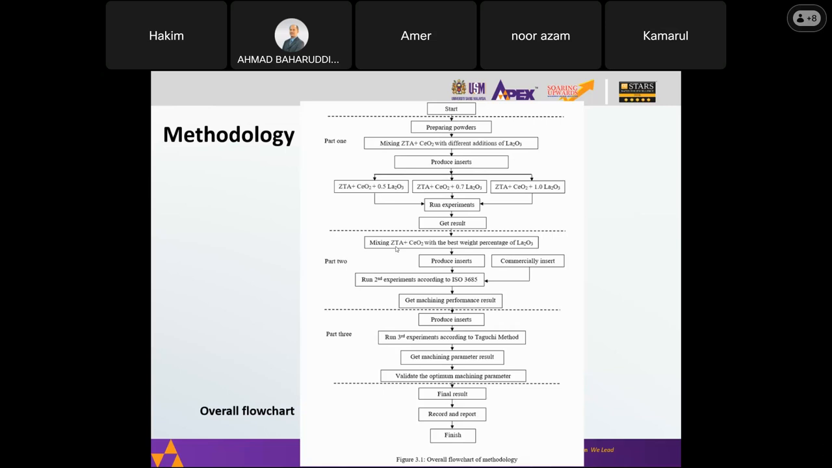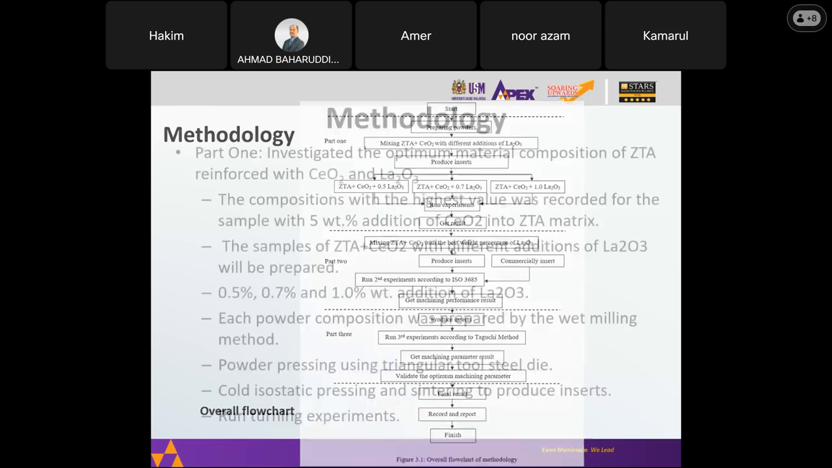The third experiment will be run according to the Taguchi method. So get the machining parameter result, then validate the optimization of the machining parameters. Final result, record and report. Okay, the first one.